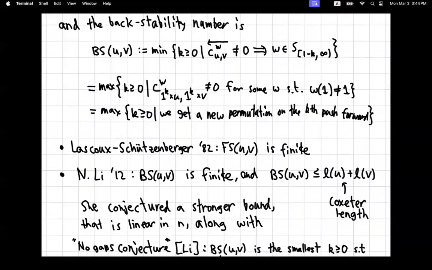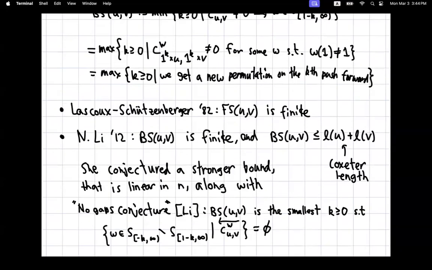She conjectured something else as well that we'll call the no gaps conjecture. The no gaps conjecture is simply that when we do that pushing forwards, notice that we got new permutations, then we got new permutations, and then on the third step, we did not get any new permutations. Lee's conjecture is that as soon as you have a step where you don't get any new permutations, then you're done getting anything new. So the very first step that doesn't give you anything new, you're done. And that's the back stability number. If that conjecture is true, then it would show that indeed the back stability number for those two permutations is exactly 2.